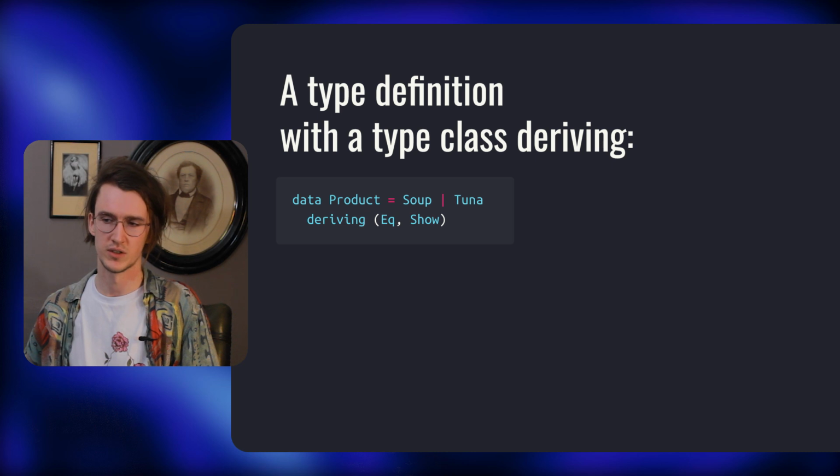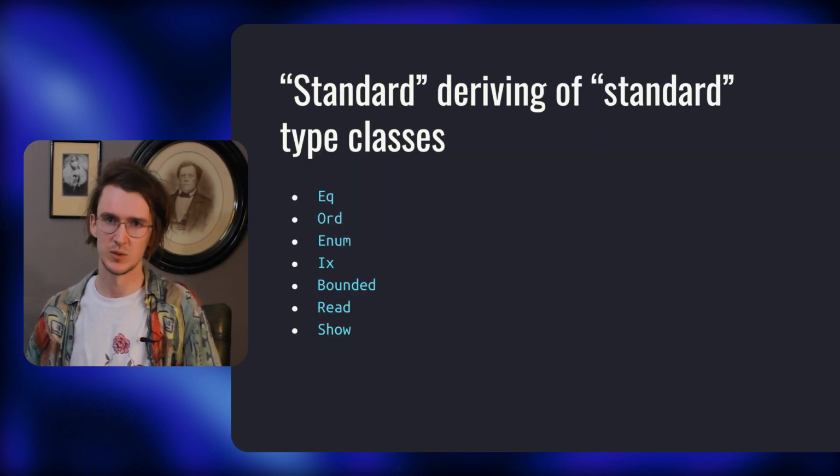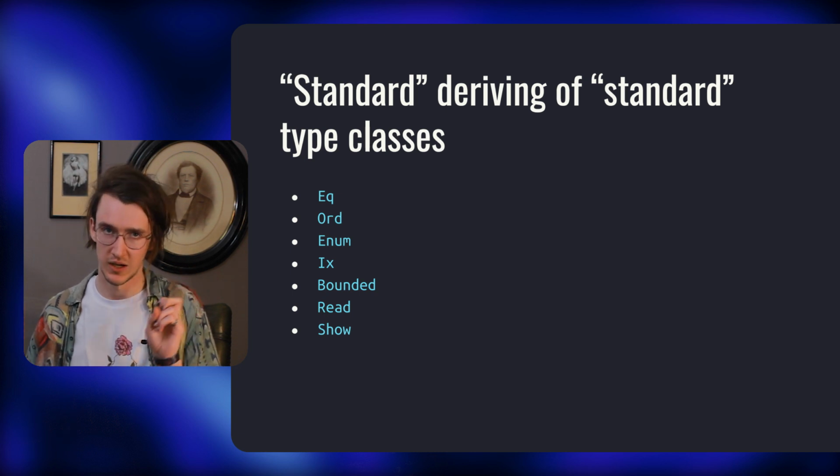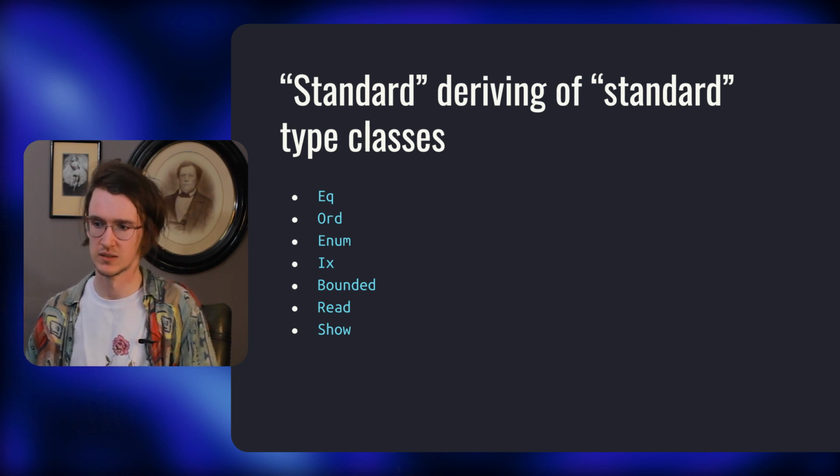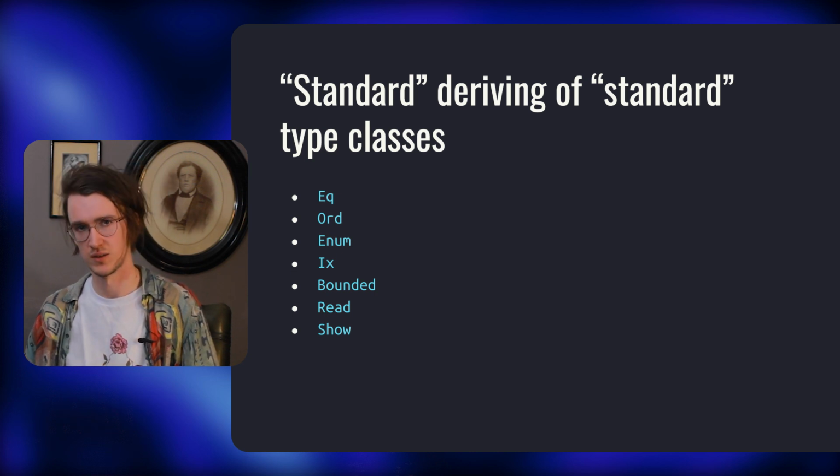Here is a type definition with a type class deriving. We use deriving (Eq, Show) to ask the compiler to derive Eq and Show instances for our type Product. With standard Haskell, we can use standard deriving to derive standard type classes, such as Eq, Ord, Enum, and others. But with these extensions, we can add more ways of deriving and more possible type classes. Now, let's look at these ways.